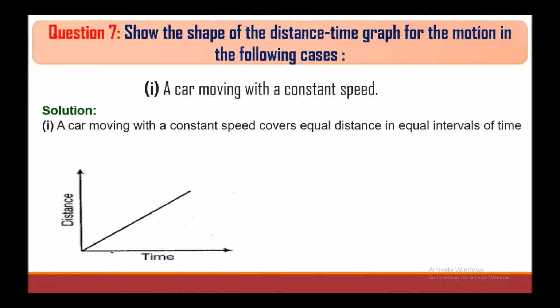Next, show the shape of the distance time graph for the motion in the following cases. A car moving with a constant speed. A car moving with a constant speed covers equal distance in equal intervals of time. So that will be a straight line.